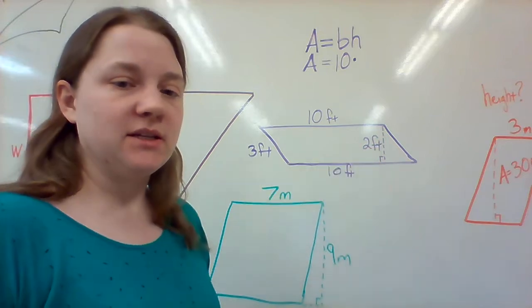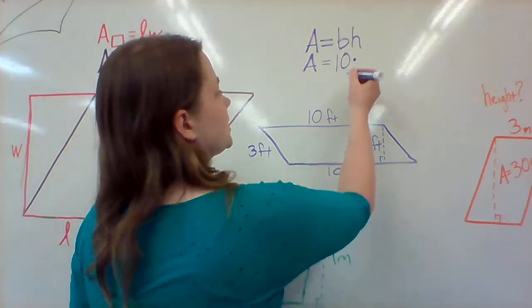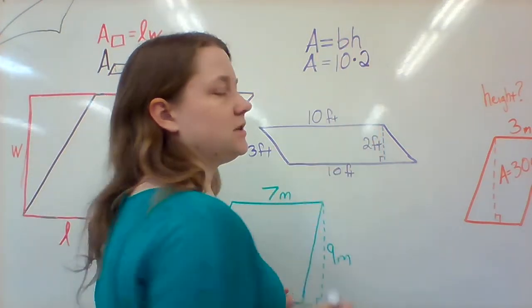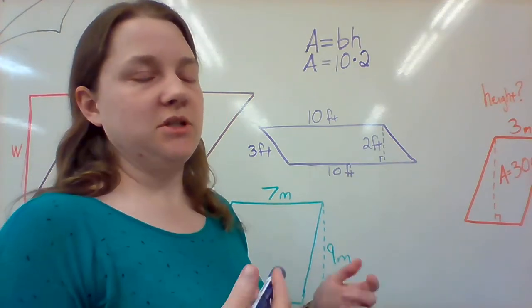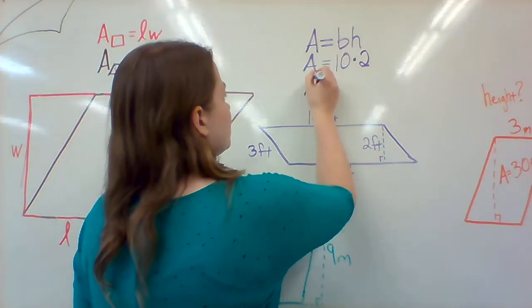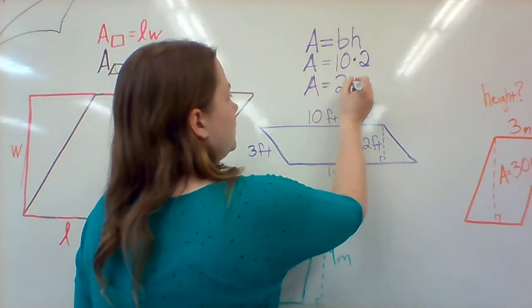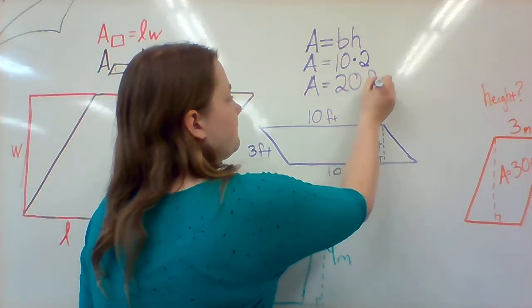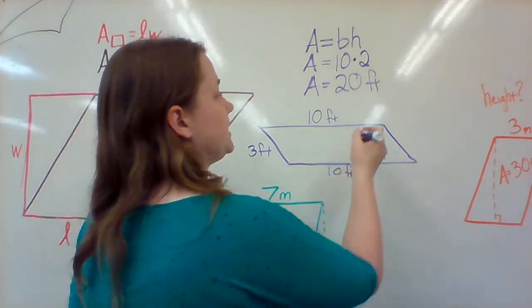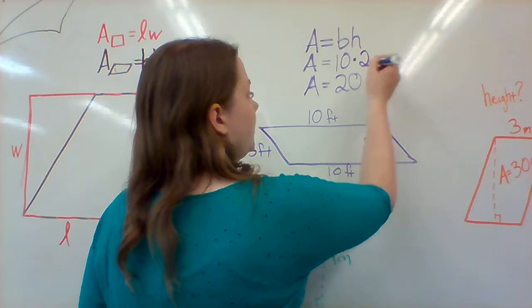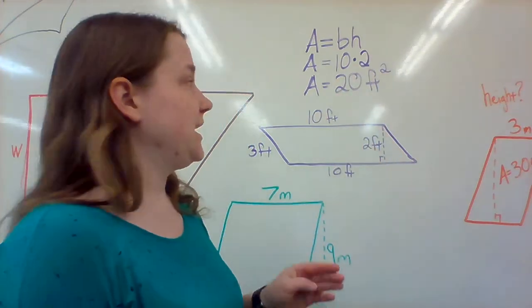And that tells me that it is 2 feet. So I'm going to multiply 10 times 2 to find my area. Well, I know how to find 10 times 2. That's going to be 20. So the area will be 20 feet. But not just feet. It's actually going to be feet squared, because we're in 2 dimensions now.